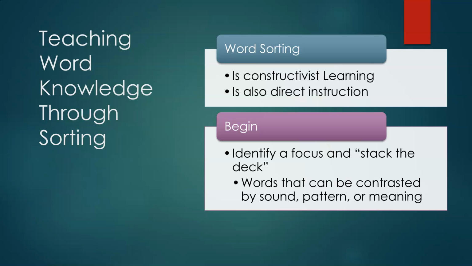So when we're teaching word knowledge through sorting, we're using activities where we have kids actively engaged in sorting words. And word sorting is a constructivist learning, but it's also direct instruction. So even though students are constructing their categories and really doing these things on their own by what they notice, it's also very direct instruction because it's very focused and the teacher has arranged for these word studies.